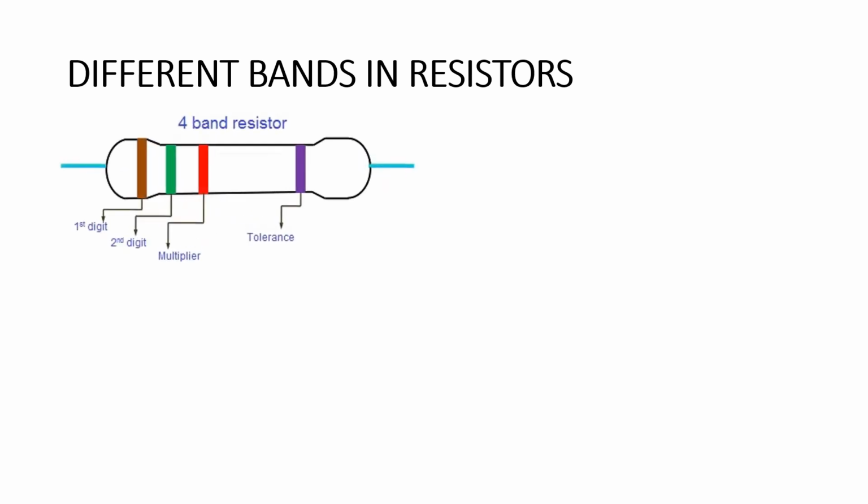Have a look over 4-band resistor. There are the 4 bands. First band is brown in color, which gives the first digit of the value of resistance. The second band gives the second digit of the value of the resistance, and the third band gives the multiplier. The fourth band looks aside with respect to the rest of the 3 bands, which is called tolerance band. The tolerance band gives the deviation in the value of the resistance, which is calculated by the first 3 bands.